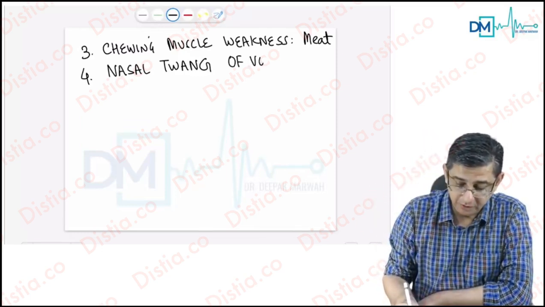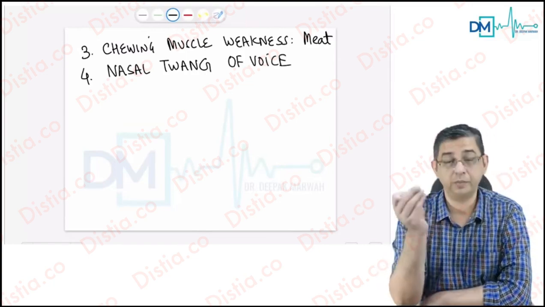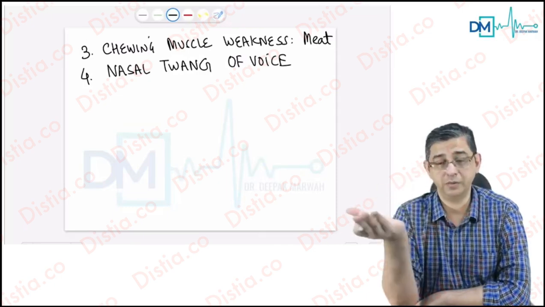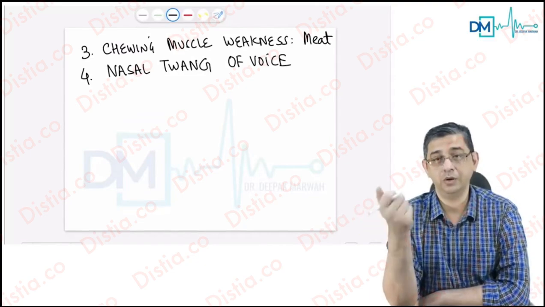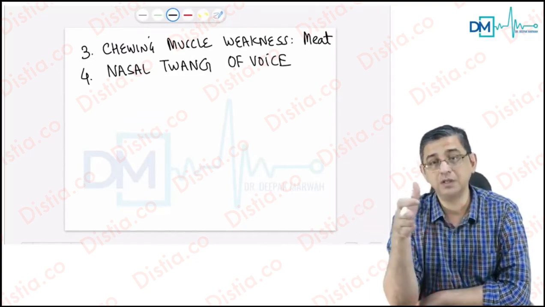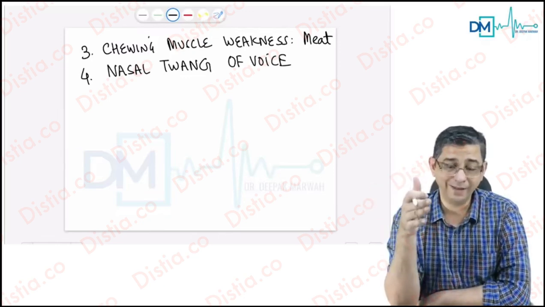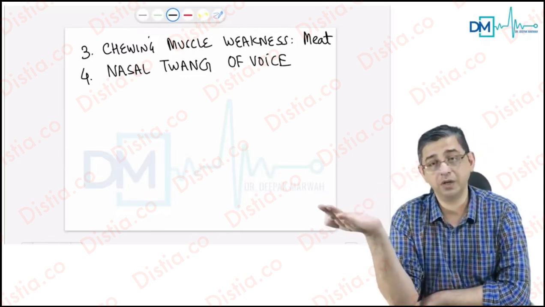The family member might initially say that you were trying to prank me, like if somebody is talking to you with a nasal twang, you might think the person is trying to prank you. But then the family member will realize that there's something wrong, because when the person starts speaking initially, the speech is clear, but then gradually the nasal twang of voice starts coming in.